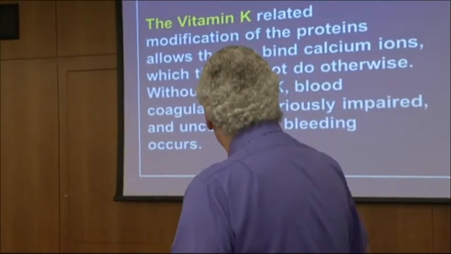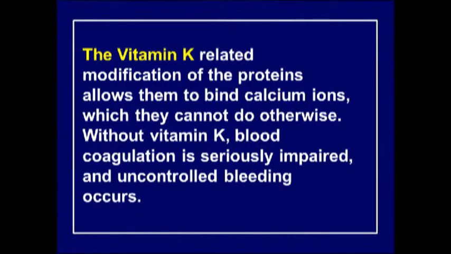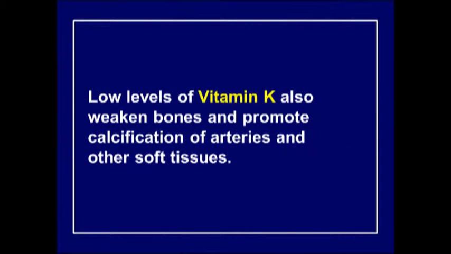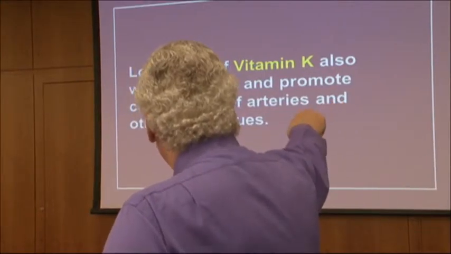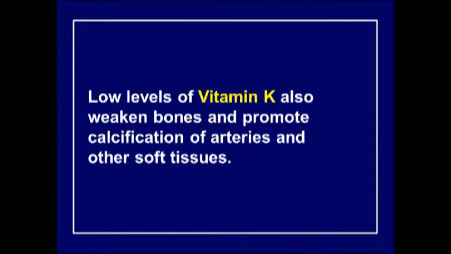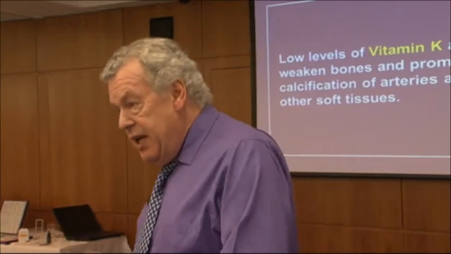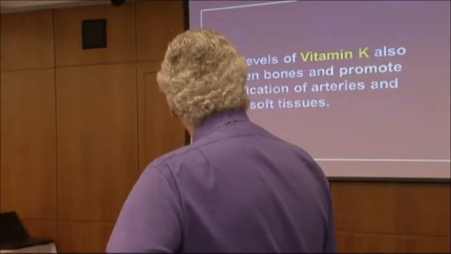So it's related to modification of proteins that allows them to bind to calcium ions. This is rather important because it's thought that particularly the K2 can actually get calcium into the tissue, whereas D elevates blood calcium level. We need to get it from the calcium then into the tissue, which may be the job of K. So without K, blood coagulation is seriously impaired and bleeding can occur. Low levels of K also weaken bone and promote calcification of arteries and other soft tissues. So this is quite important, again, of getting the calcium. We don't want just the high calcium in the blood. We want to get it into the bones and the tissues.